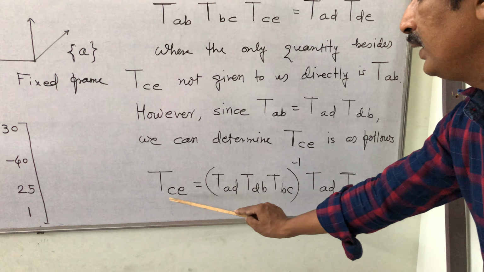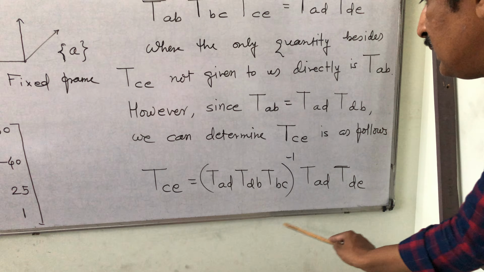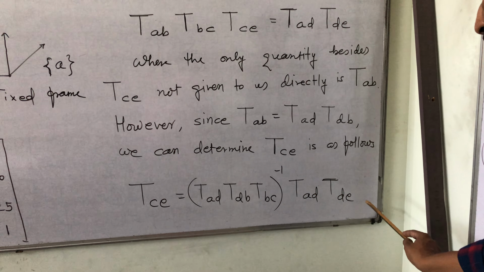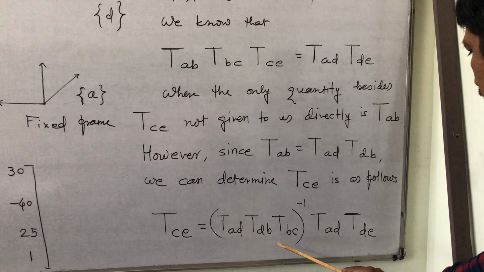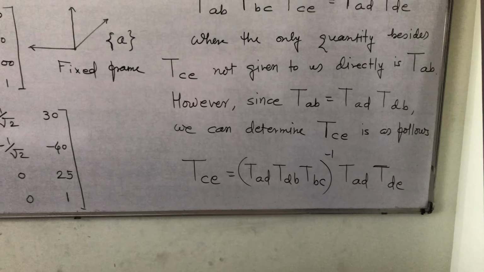We have discussed this already. TCE equals TAD, TDB, TBC inverse, that is TAC inverse, that is TCA, into TAD, TDE, that is TAE. So this is TCA into TAE, so we get TCE.